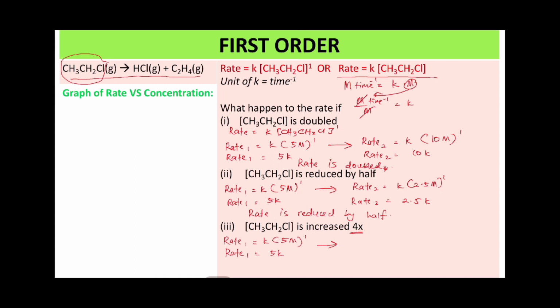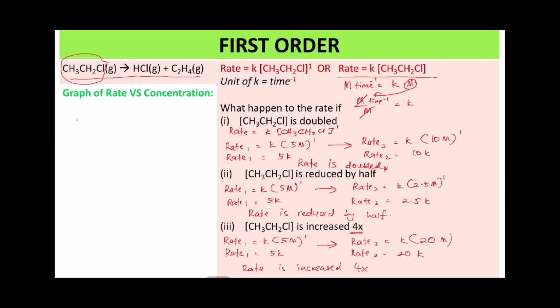Now it increased 4 times. So rate 2 is equal to k, and increasing 4 times means it now becomes 20 molar. So rate 2 is 20k. So what happens to the rate? The rate is also increased 4 times. That means the rate just follows what happens to the reactant.